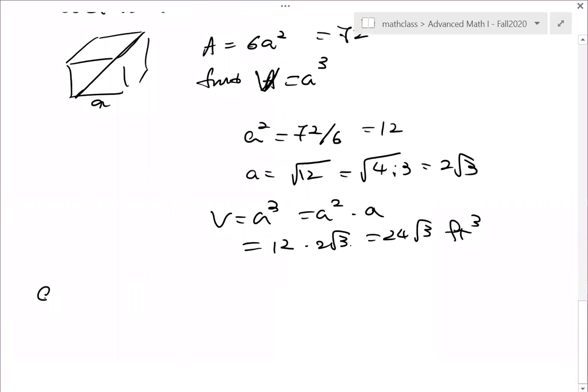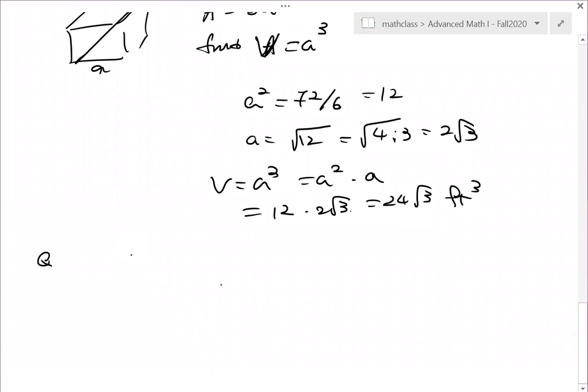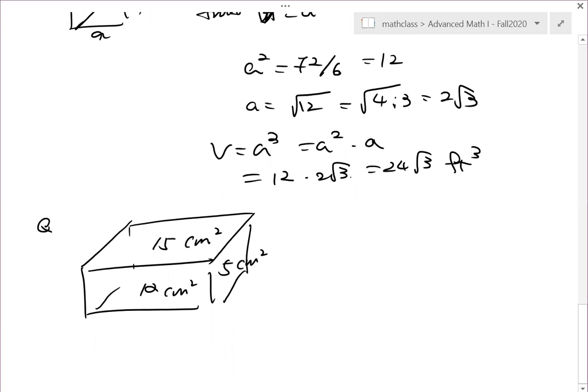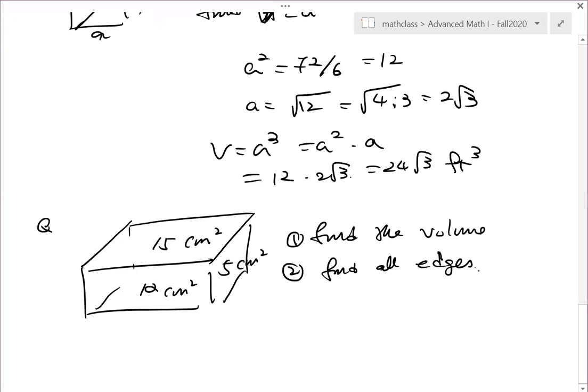Okay, the next one is pretty tricky, and I always ask you to do this problem. So this is a rectangular box. You're not given the dimensions of the box, which is the edge length, width, and height. What you're given here is 12 square centimeters, and 15 square centimeters, and 5 square centimeters. That's much smaller. Okay. Can we find the volume?